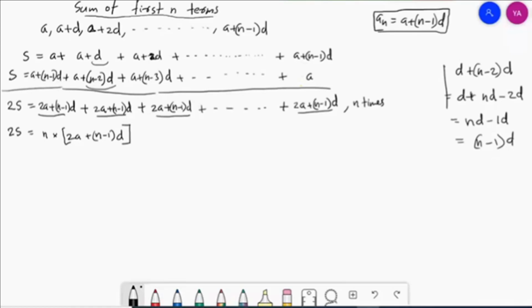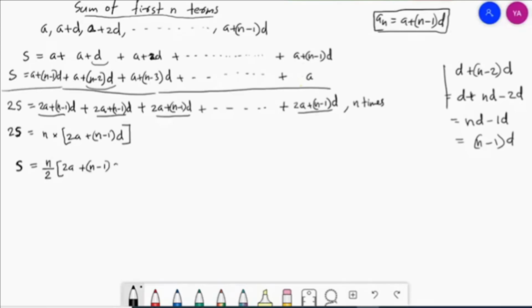This is 2 times the sum. We need only one S, we don't want a double S. So you write S is equal to, moving the 2 to the right side. You can put everything divided by 2, or put the 2 only under n, no problem. Better you write it like this: n by 2 into 2A plus n minus 1D. No need to put a multiplication sign because by default the bracket implies multiplication.